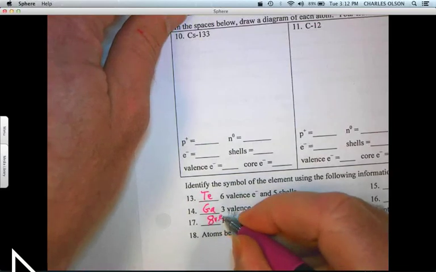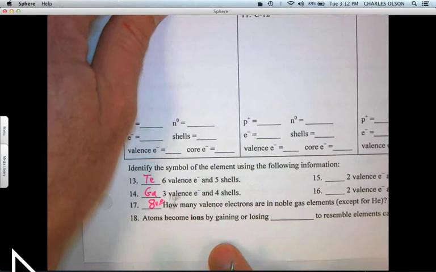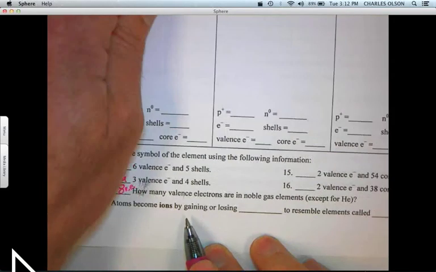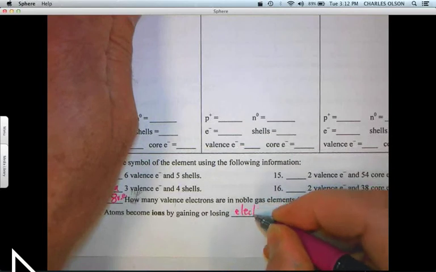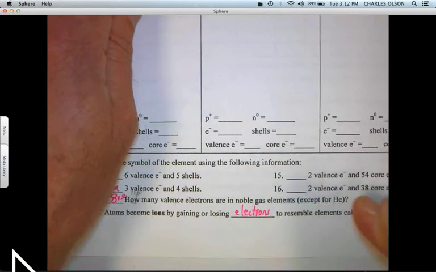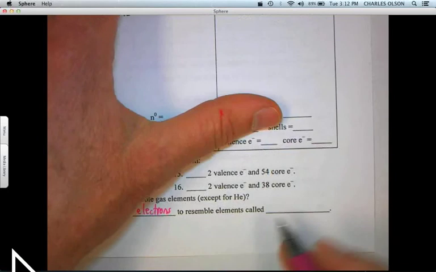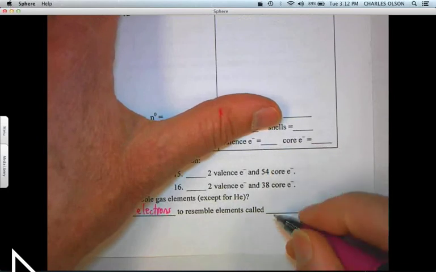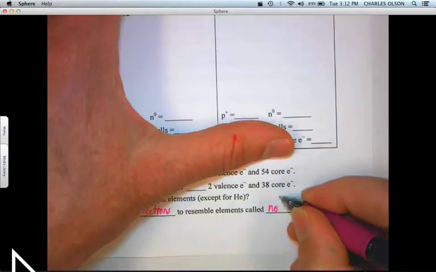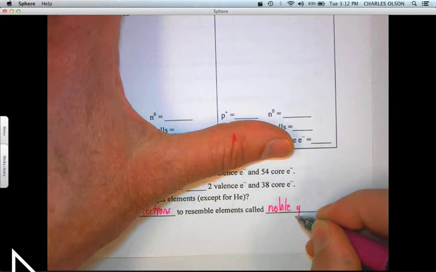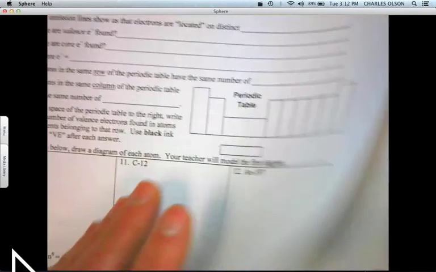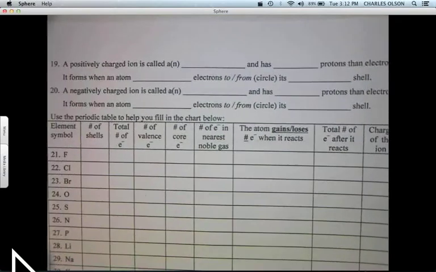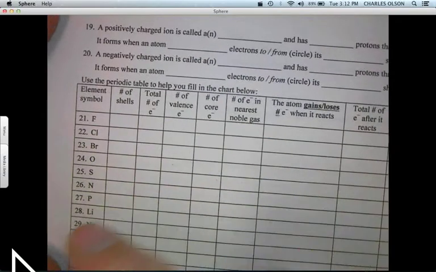8 valence electrons. And atoms become ions. We know that atoms become ions by gaining or losing electrons. And they want to resemble elements or get the electron configuration of the noble gases. Everybody wants to be like a noble gas with a full outermost shell. So let's do a couple sample problems.